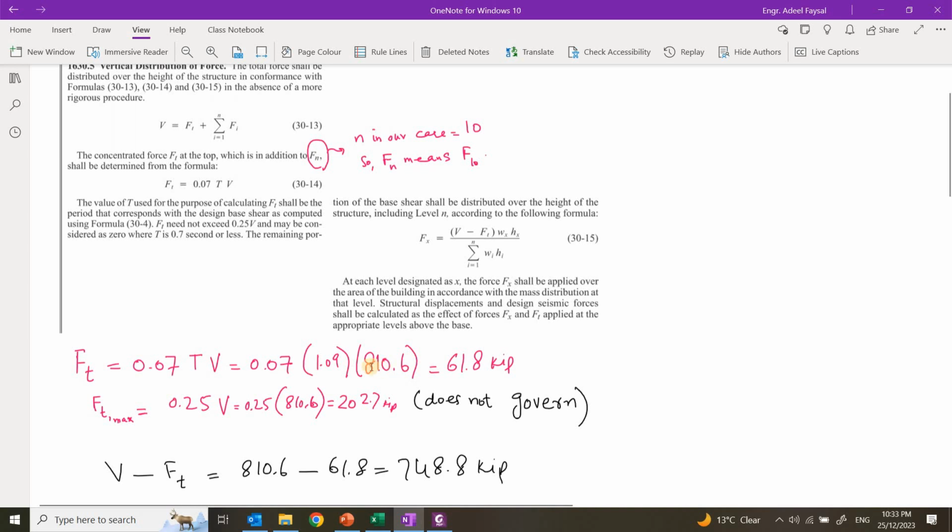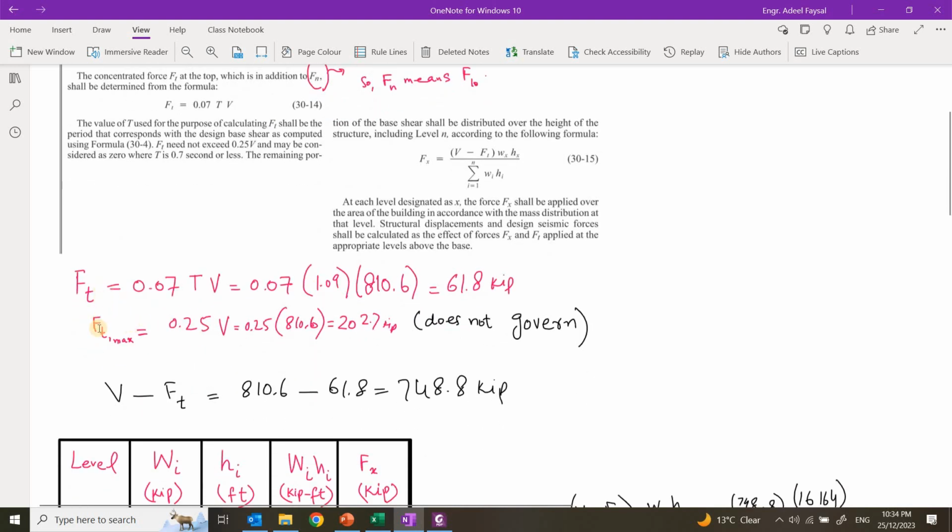Okay, so out of this 810.6 kip, which was the total base shear, this 61.8 kip will be acting at the top. There will be some additional forces at the top, just like at other levels, but at the top level this will be additional force. We'll see how we incorporate this.